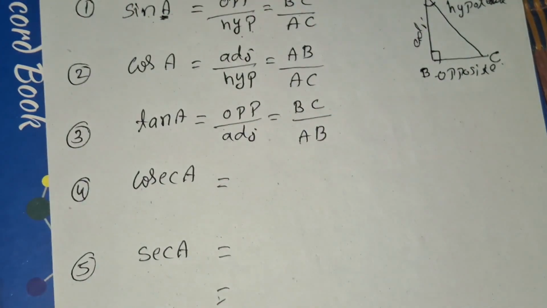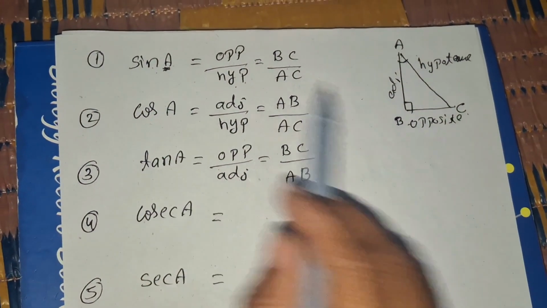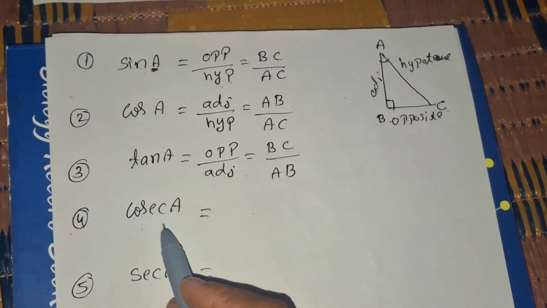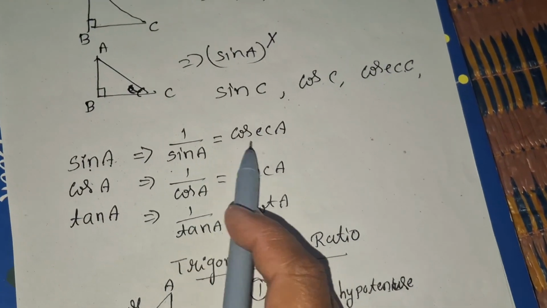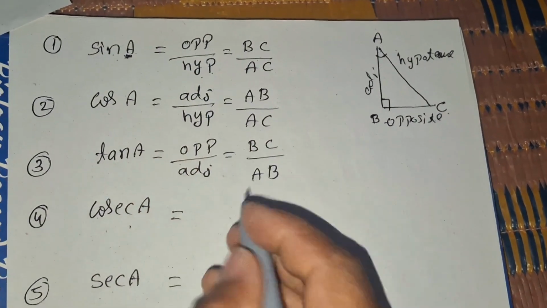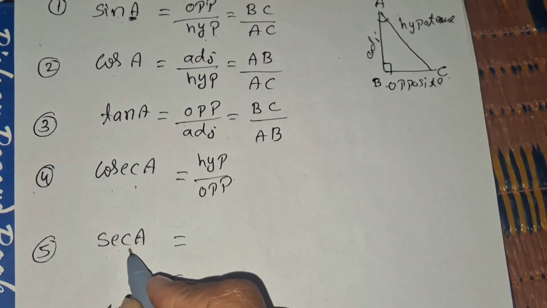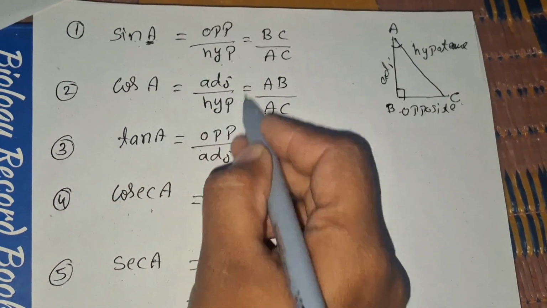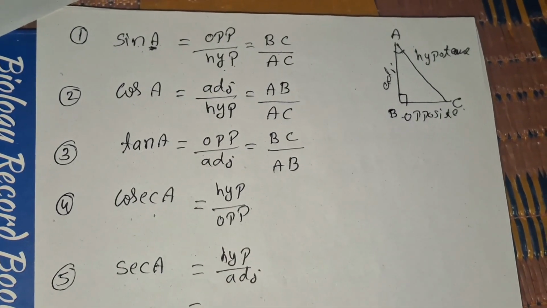When we understand these 3 ratios, you will easily write or memorize them, because we know the reciprocal formula. What is the reciprocal of sin A? It is nothing but cosecant A. Sine of angle A is opposite by hypotenuse, so the reciprocal is hypotenuse by opposite. What is secant? Reciprocal of cos. What is the formula? Hypotenuse by adjacent. Then what is cot?